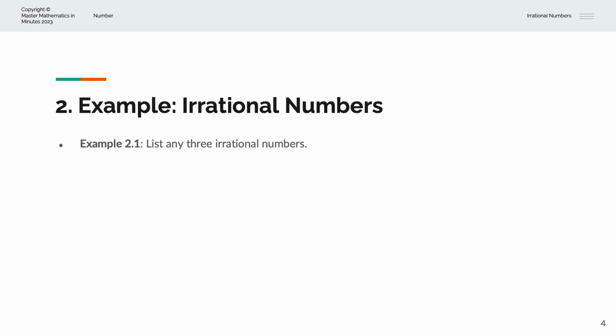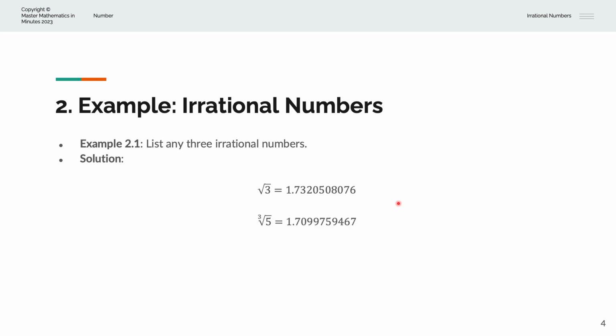In the first example, we're asked to list any three irrational numbers. So we have the square root of 3, which is equal to 1.7320508... So the decimal continues forever. And so this is an irrational number.